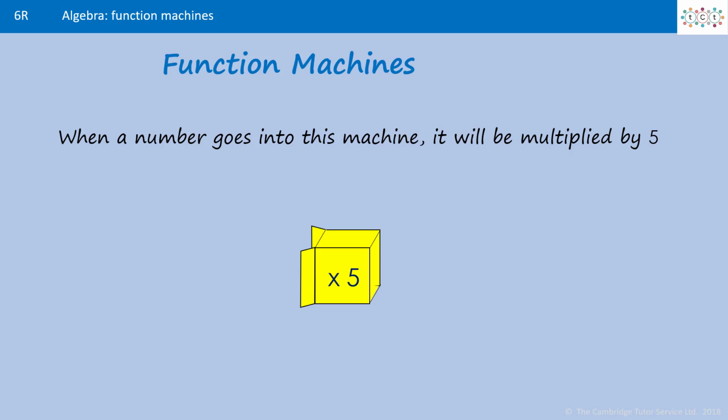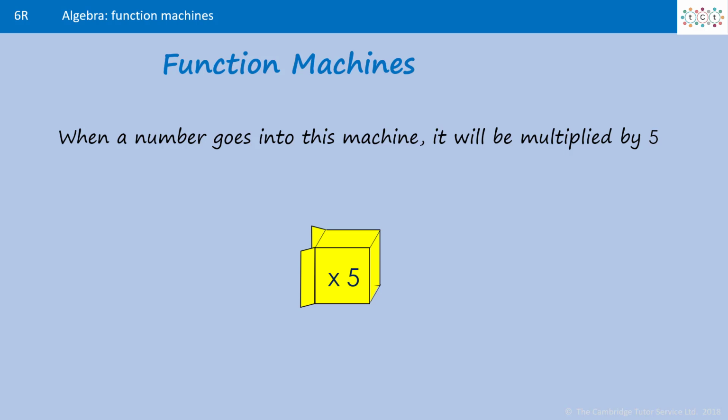Whenever I have a box or a machine, any number that goes into that box is going to be multiplied by 5, and then it's going to come out the other side. So if I put 3 in that box, it's going to be multiplied by 5, so 15 is going to be the output. This time I'm putting in an unknown number.